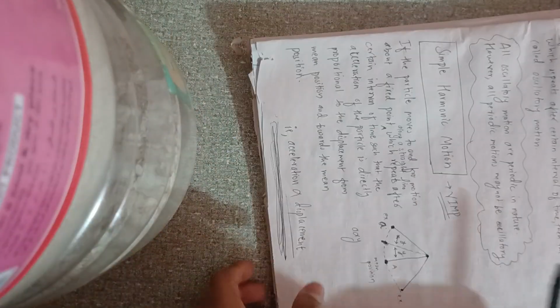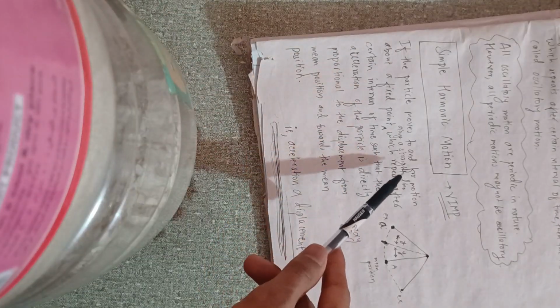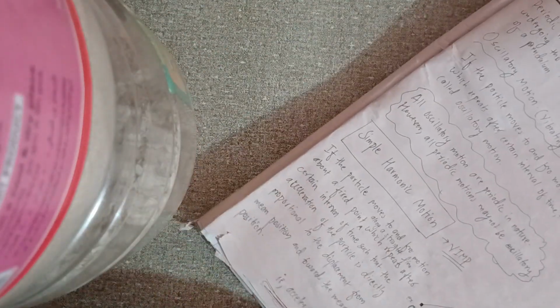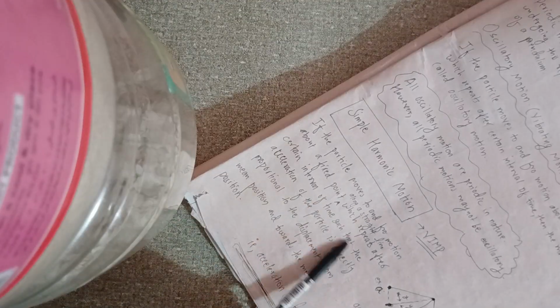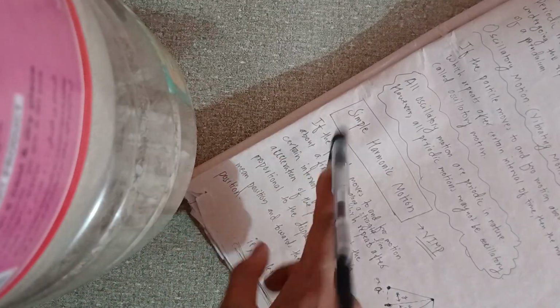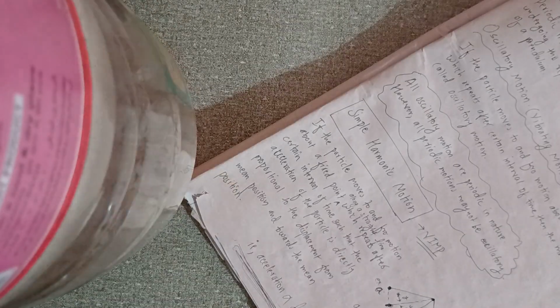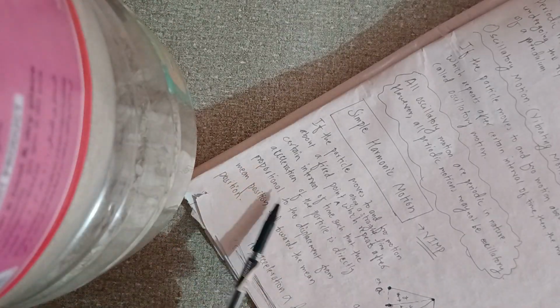We know that, right? And then if the particle moves to and fro along a straight line about a fixed point, which repeats after a certain interval of time, such that the acceleration of the particle is directly proportional to the displacement from the mean position and towards the mean position. This basically can also be defined as simple harmonic motion is the oscillatory motion where the acceleration of the particle is directly proportional to the displacement from the mean position and towards the mean position. It can be defined in that way as well.